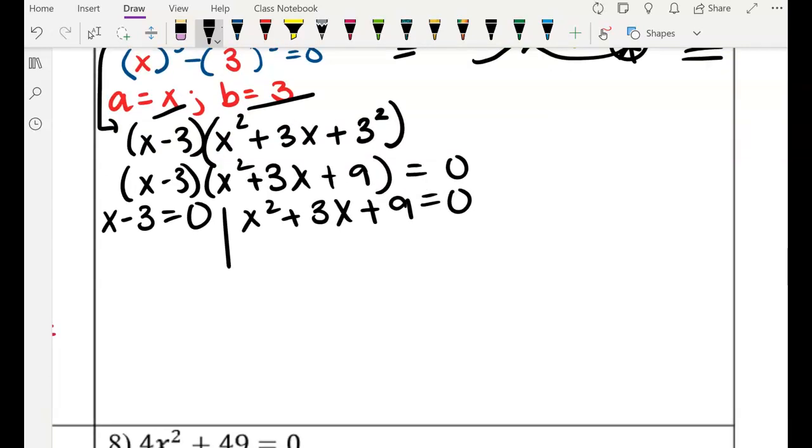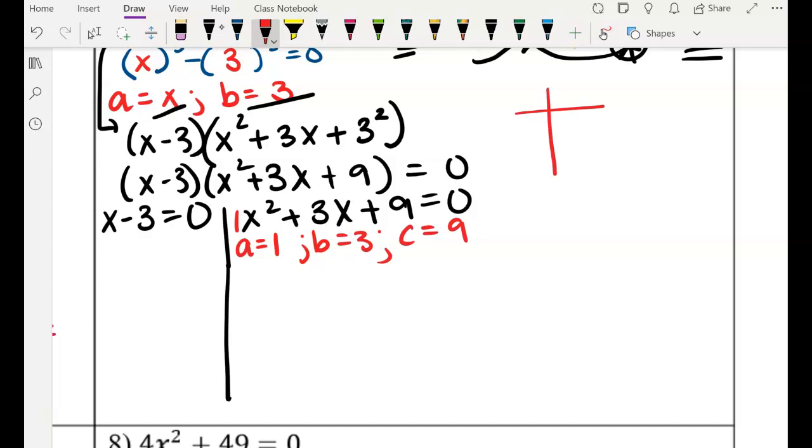Now, let me roll up. So we are going to see if this trinomial right here, students, is factorable a little bit further. A is 1, b is going to be 3, and c is going to be 9. How do we check to see if it's factorable a little bit further?